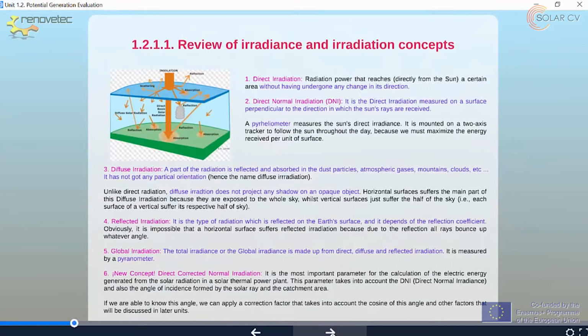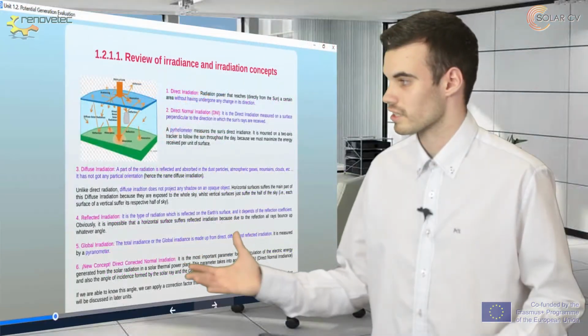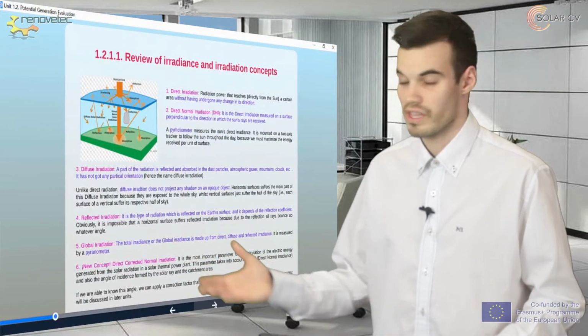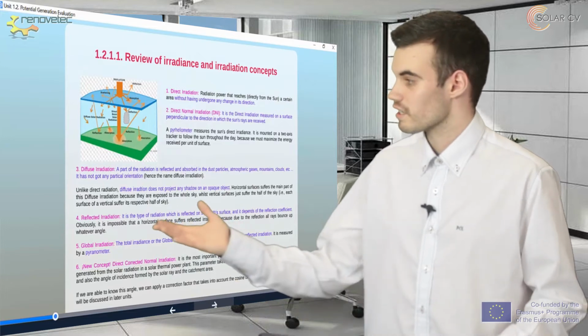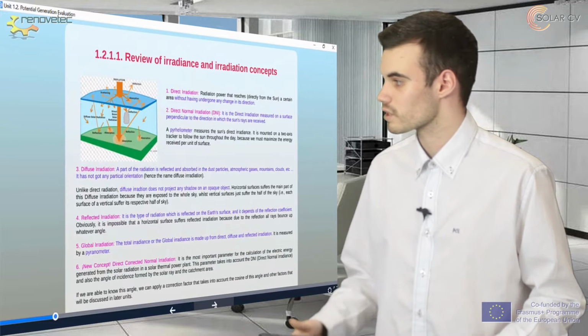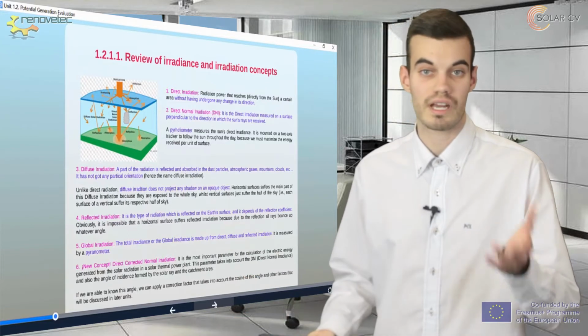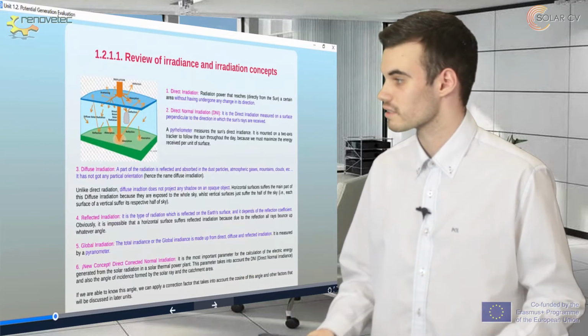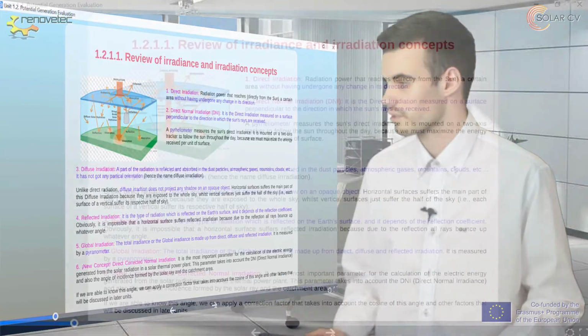In the same way, we are going to have different kinds of irradiation. Direct irradiation is the irradiation power that reaches a certain area without having undergone any change in its direction. Direct normal irradiation, DNI, is the direct irradiation measured on a surface perpendicular to the direction in which the sun rays are received, and we are going to measure this DNI with a pyrheliometer.